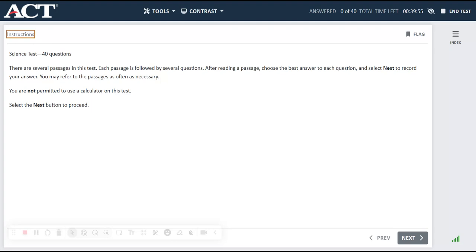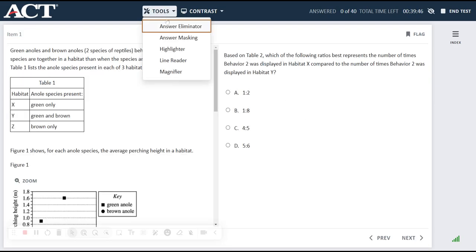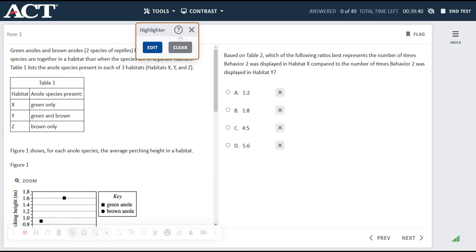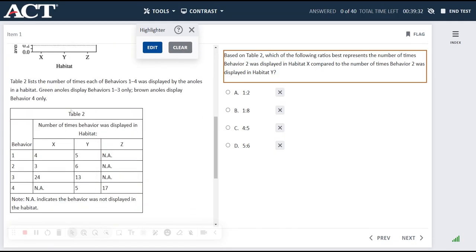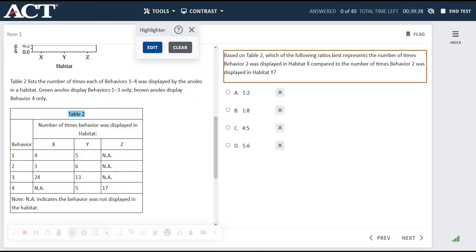Okay, we're going to do passage 1 of the digital online science test. So item number 1. We're going to turn on our tools. We're going to do the highlighter tool and the answer eliminator tool. Okay, so based on table 2, table 2 is going to be here. So we know where we are based on table 2. Didn't highlight here.